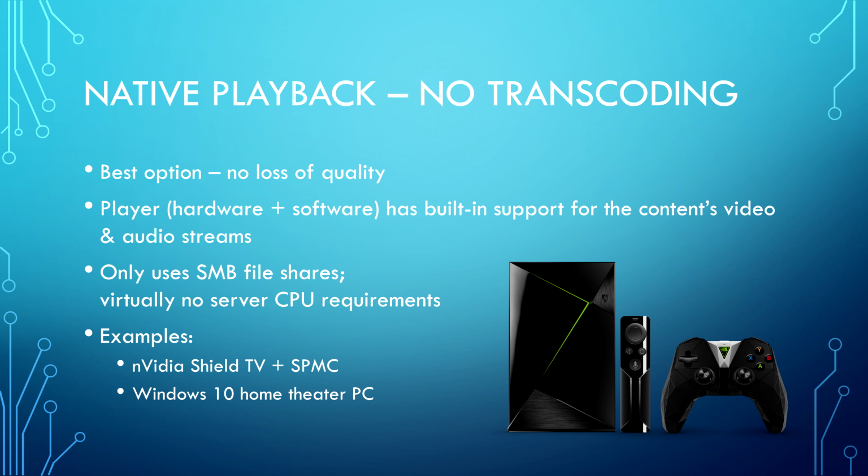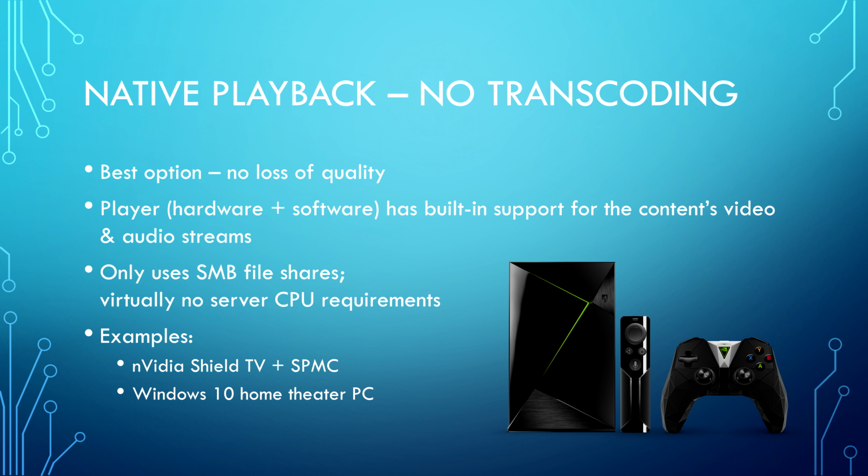Native playback is very easy on the server side because all you need is a traditional Windows-style file share, which is called SMB or Simple Message Block. That means that there are almost no server CPU side requirements. You can use a very low-end NAS or any Windows machine to serve the content because it doesn't have to support media streaming at all. File share is all that it needs for native playback.